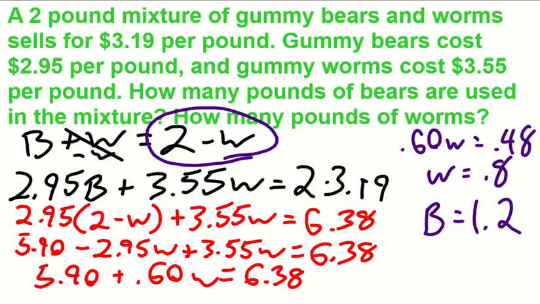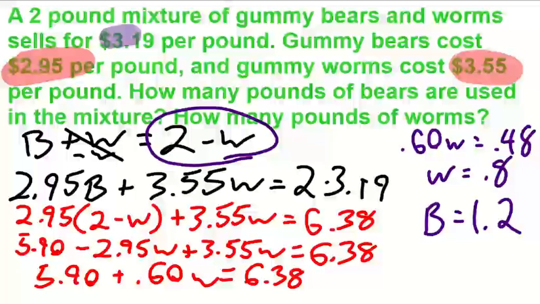Okay? One of the things you can tell a lot of times with looking at these, there's the price of the bears. There's the price of the worms. Here is the total price. $3.19 is closer to $2.95 than it is to $3.55. Whichever one it's closer to, there's got to be more of that amount. So this one was closer to the more bears.